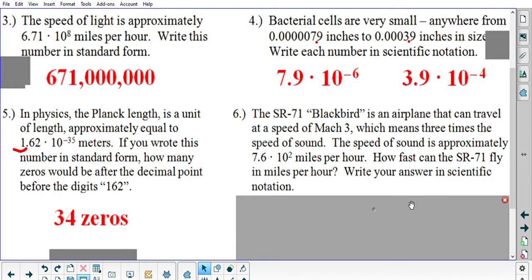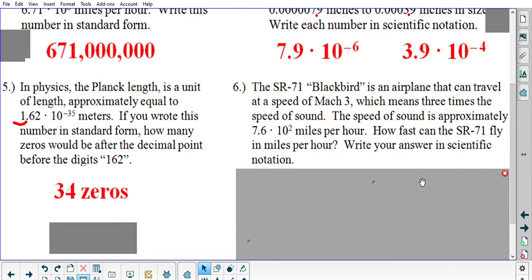The speed of sound is approximately 7.6 times 10 to the second power miles per hour. You'll notice that's not as fast as the speed of light, problem number 3, those of you who are paying attention. How fast can the SR-71 fly in miles per hour? We're going to write our answer in scientific notation. So this obviously has more than one part to it.